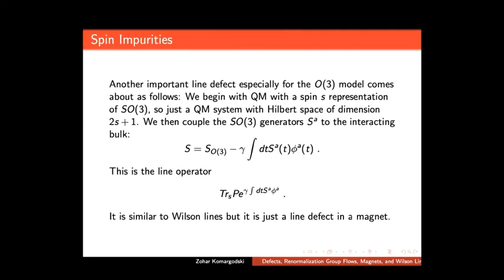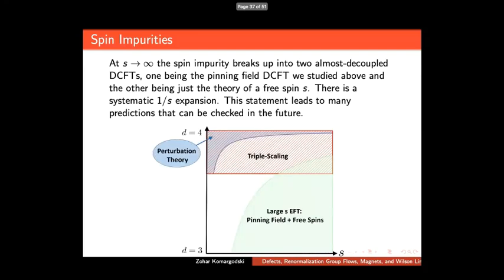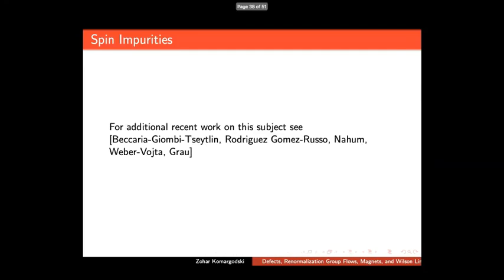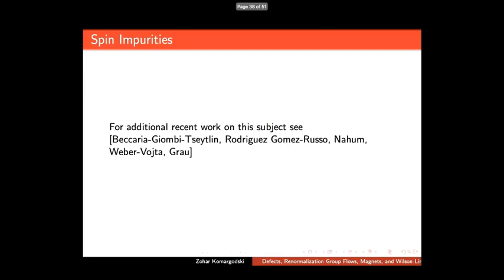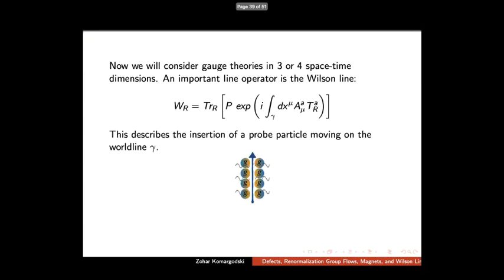Okay, now I'll quickly mention, very briefly, maybe I wanted to say something about the Kondo type defect where you put an external spin. Let me skip that. Somebody can ask me later. But actually here, the reason I wanted to tell you about it was that a prediction was recently verified by simulation by Adam Nahum and Weber and Vojta. So this was a nice story, but I want to skip it.